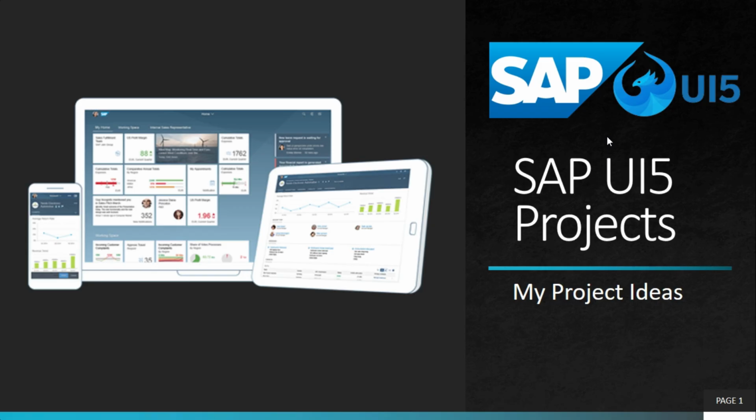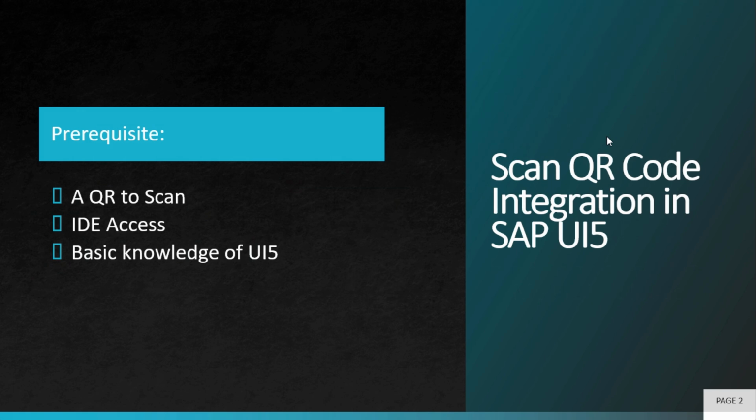This is an ongoing series on SAP UI5 projects. And in this video, we'll learn how to integrate QR code scanning in SAP UI5. Certainly, you will need a QR code that you want to scan. You need IDE access. You can use SAP Web IDE. You can use SAP Business Application Studio. And the last thing is you need to have basic knowledge of SAP UI5.